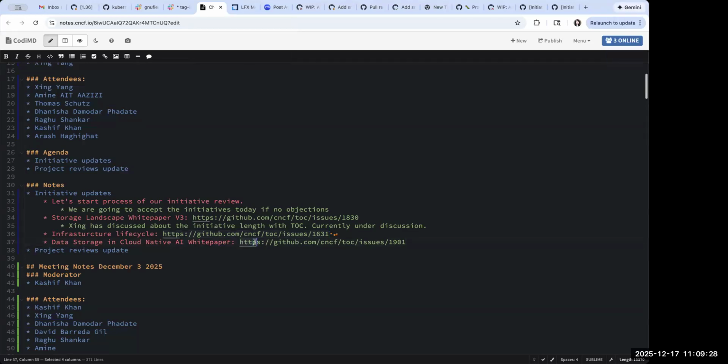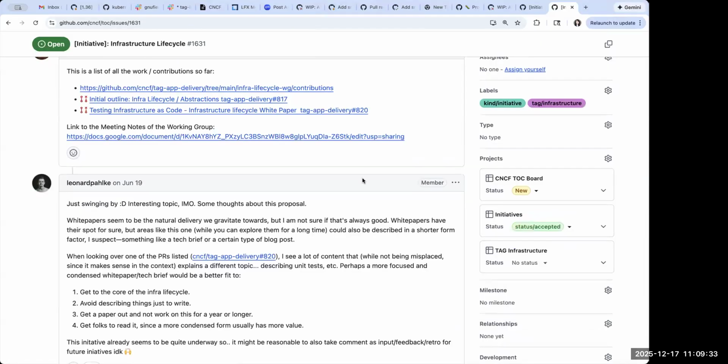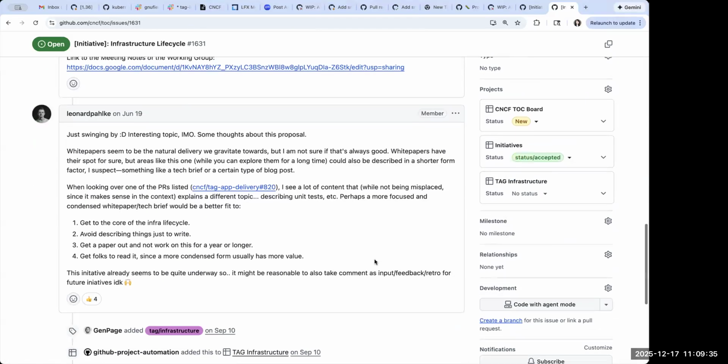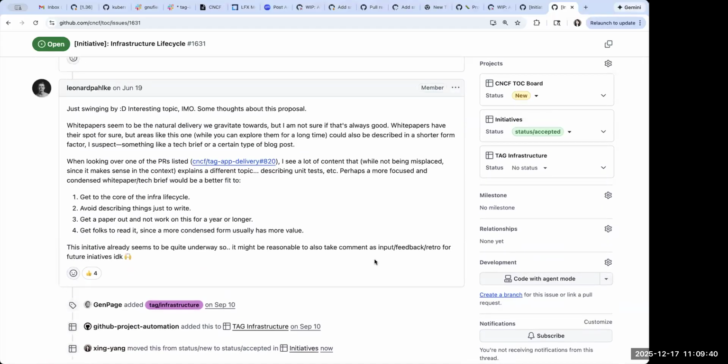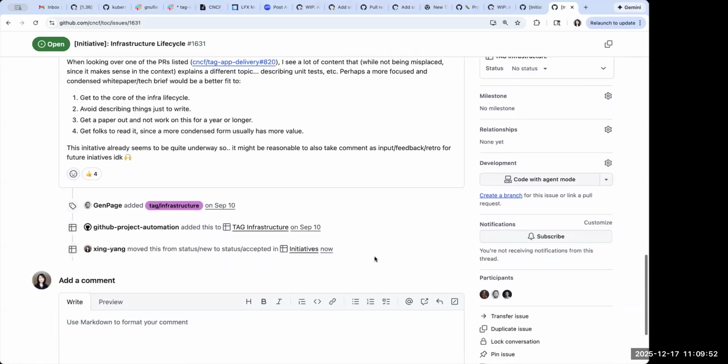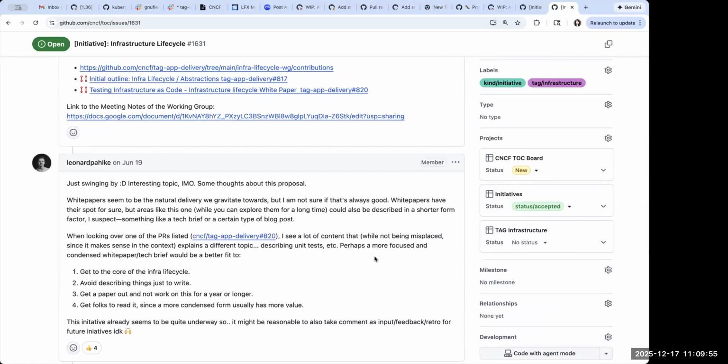Just regarding the infrastructure lifecycle, I think the last comment is mentioning that the whole topic is interesting, but there is a need to rework this whole infrastructure lifecycle topic, to divide it into subtopics, so that we can have some small content that can be digested very quickly, instead of a white paper that was designed at the beginning.